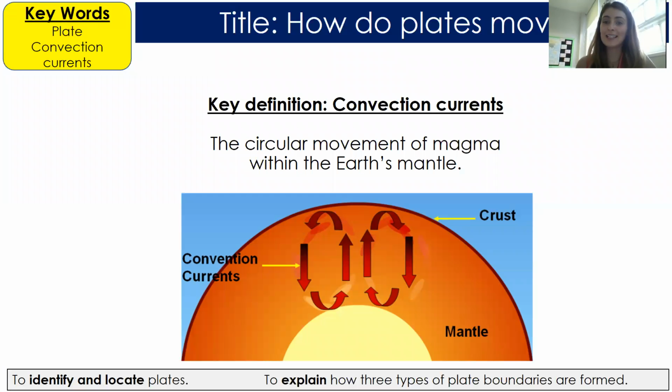First of all, we need our key definition, which is convection currents. This is how the plates actually move. So convection currents are circular movements of magma within the Earth's mantle.